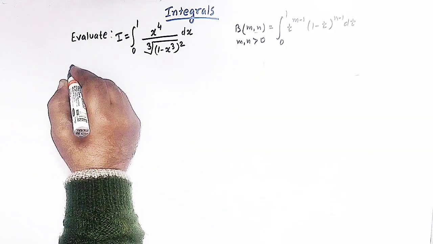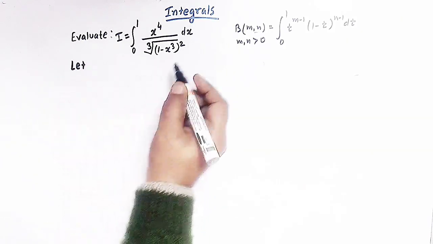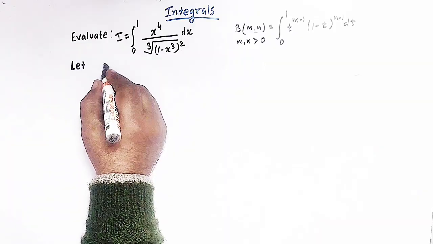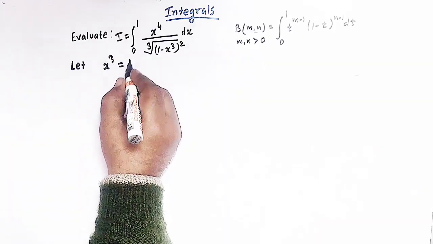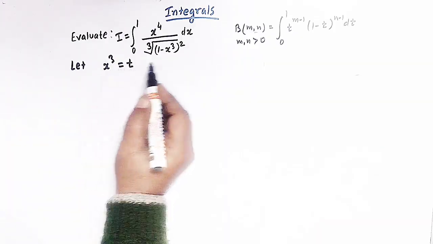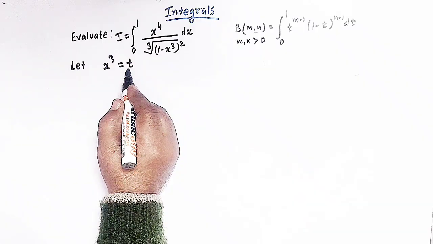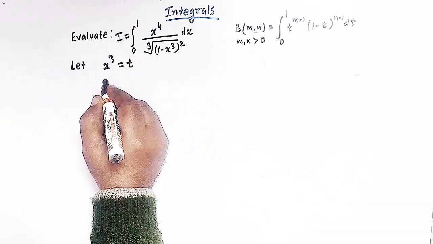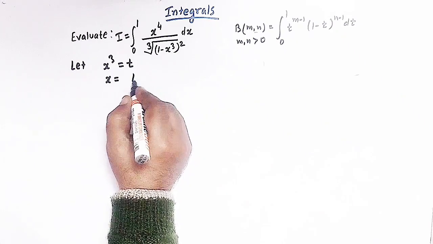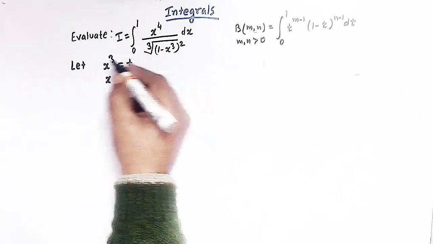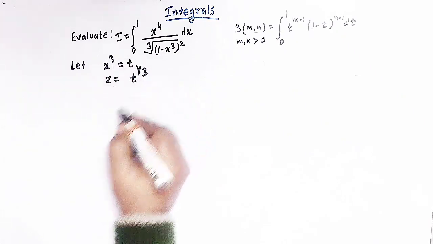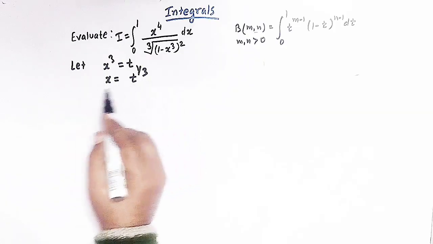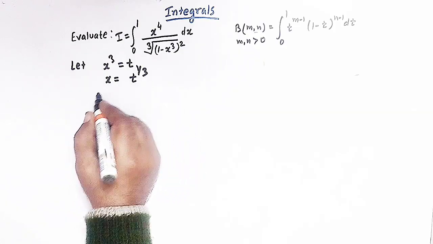So now let us substitute here. x cube is equal to t, right? So here we'll introduce this variable t such that x cube is equal to t, or x is equal to the cube root of t, right? So let us differentiate x with respect to t.